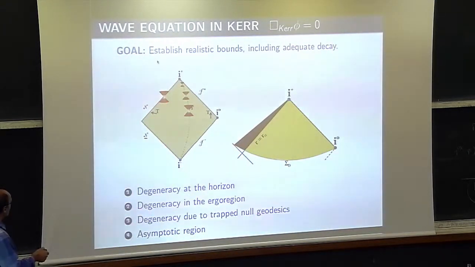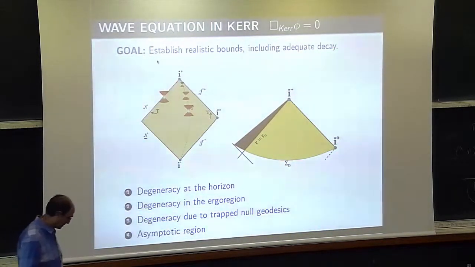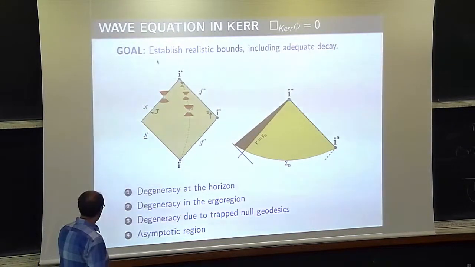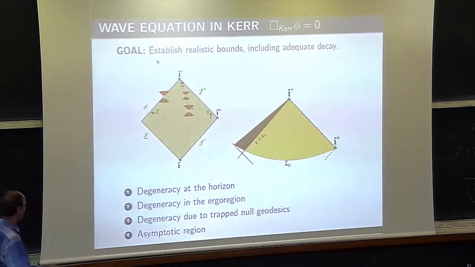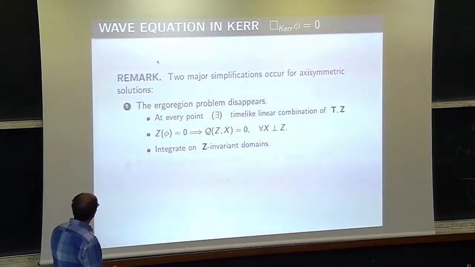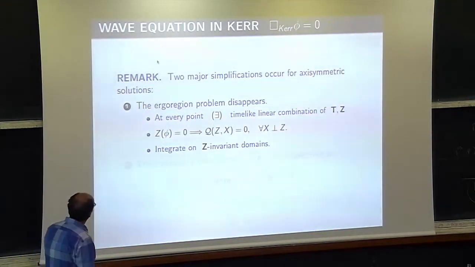And of course, you have degeneracy of the horizon. That's taken care of by the redshift effect, as was also discussed by Michalis. You have the degeneracies of all your estimates due to trapping null geodesics, and the asymptotic region that you have to worry about. Anyway, all these things are very well known now. So let me go now to the wave equation in Kerr.